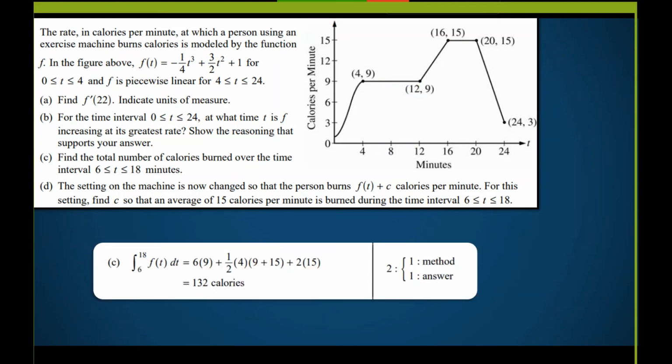Okay, here's their scoring guide. One for your methods, that's splitting this up into different areas. They actually use the same method we did, which is nice. So that's rectangle, trapezoid, rectangle.